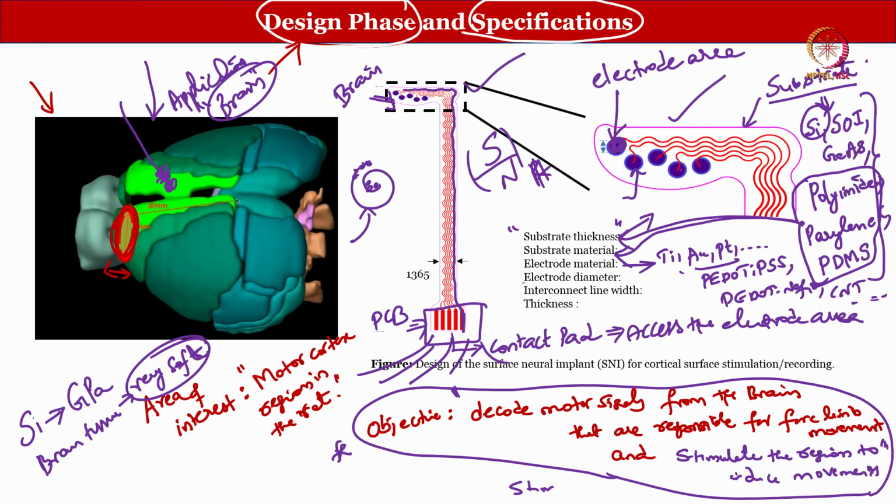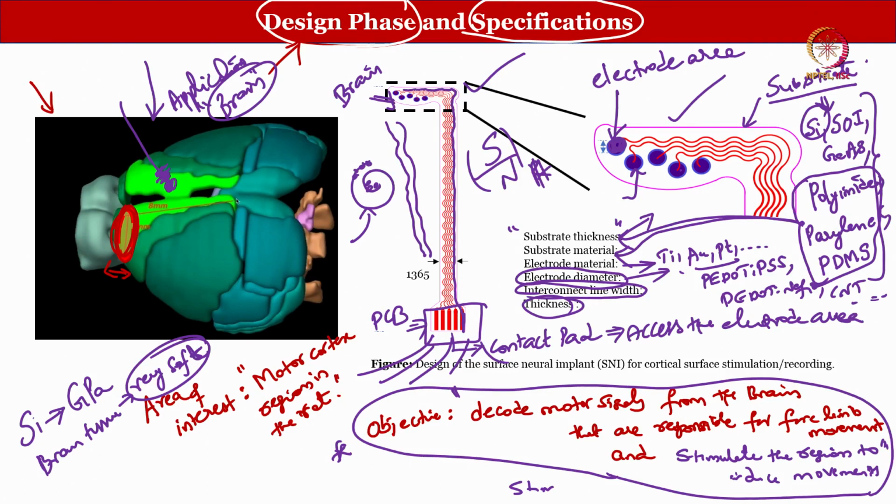Then of course, the electrode diameter is decided by the stimulation and recording requirements. Then the interconnect line width, okay. Now, if you look at this, there are 5 electrodes, right. So, how much will be the interconnect line width between 2 lines, and the thickness of these interconnects is very much important, right. And all these are decided by your process.